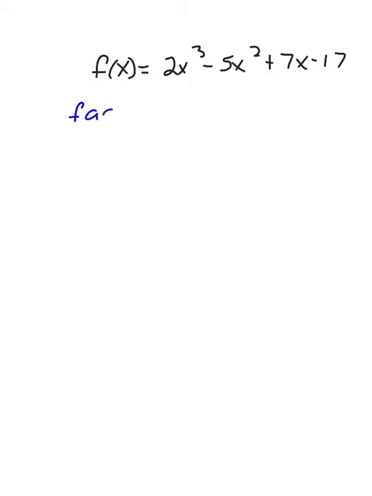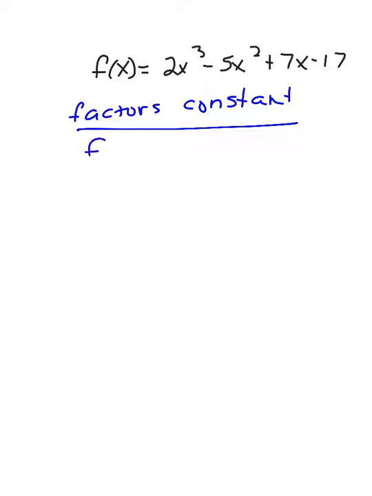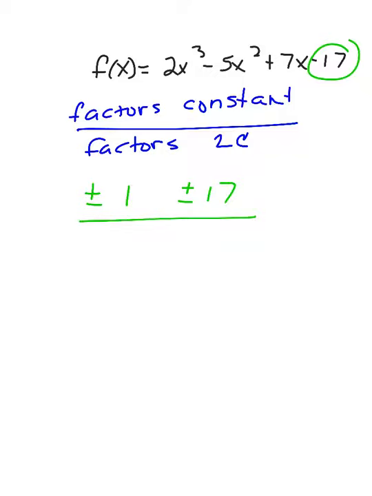All right, so number 4 is to find all possible rational zeros. Okay, so I have f of x is equal to 2x cubed minus 5x squared plus 7x minus 17. So remember, the possible rational zeros are the factors of your constant divided by the factors of your leading coefficient. Okay, so my constant is 17, so it's plus minus 1 and plus minus 17. 17 is prime, so it's just 1 and 17. Over the factors of the leading coefficient, which is 2, so it's plus minus 1 and plus minus 2.